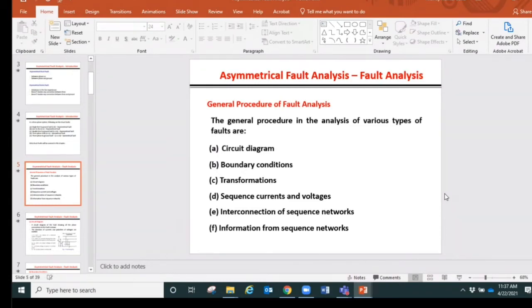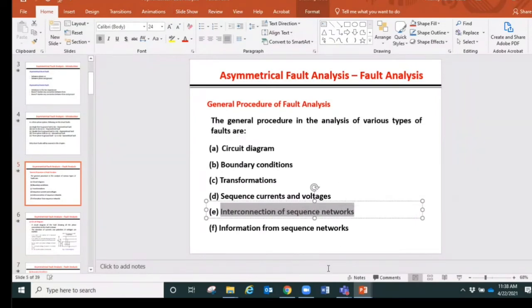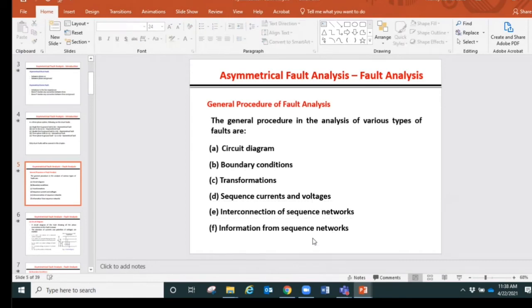So those information now are going to be very useful to do this interconnection of sequence networks. We'll look at the equations of currents, we'll look at the equations of voltage, and then we'll apply that in terms of either going to be series connection or parallel connection of currents or voltages, and we will interconnect the sequence network accordingly. And when we are done with that, then we'll see what information we can gather from the interconnected sequence networks that will help us now to find out IA0, IA1, IA2.